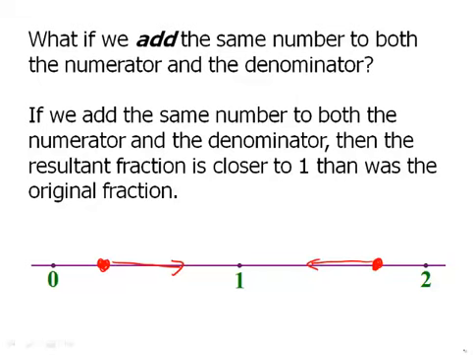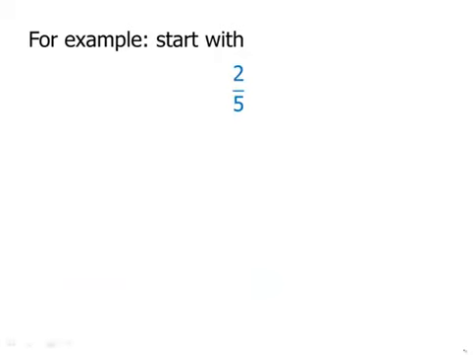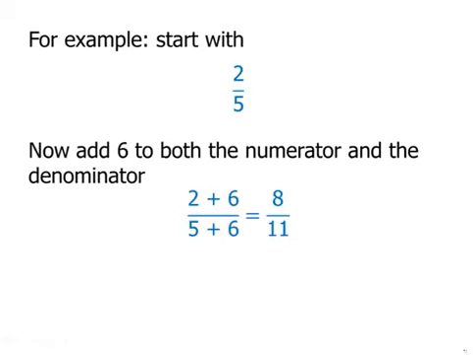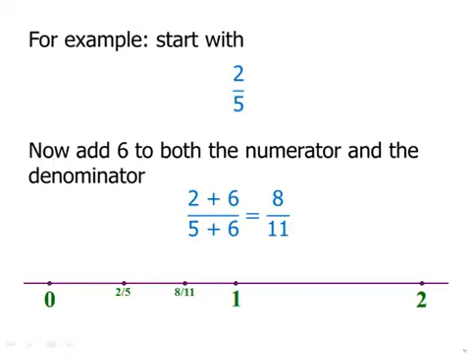So let's talk about this with numbers. Suppose we start with the fraction 2/5. Of course, 2/5 is less than 1. Now add 6 to both the numerator and the denominator. We get 8/11. Well, have we made things bigger or smaller? Well, think about where we are on the number line. 2/5 is less than 1. Adding the same number to the numerator and denominator moves the fraction closer to 1, which in this case moves it up, and so we see that 8/11 has to be bigger than 2/5.